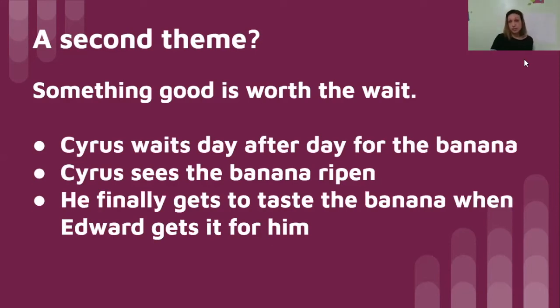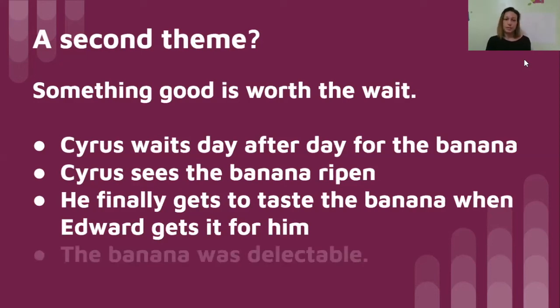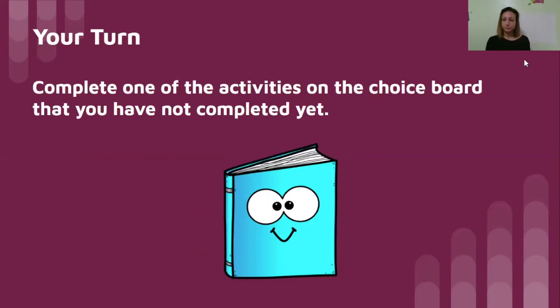So something good is worth the wait. If he had just walked away, would he have ever known what that banana tasted like? No. And he was so excited about it. It was so good. So he was extremely happy that he had waited a whole week to get that banana. So something good is worth the wait. The banana was delectable. So your turn now to complete one of the activities on the choice board that you have not yet completed, or go back and repeat one if you want, your choice.